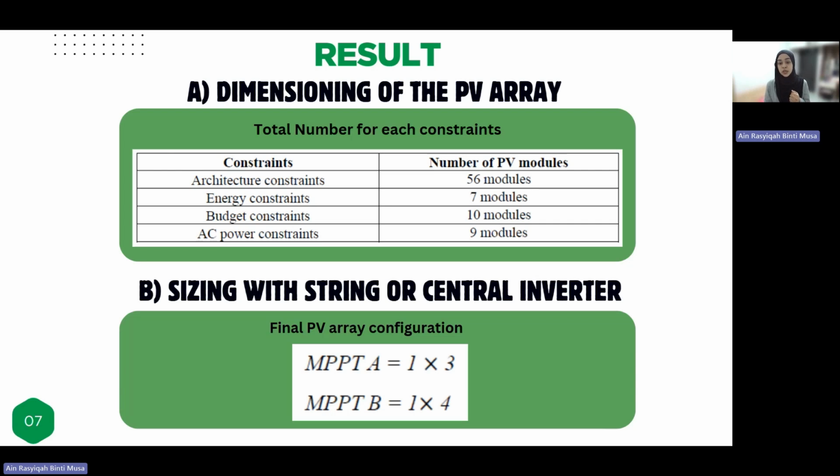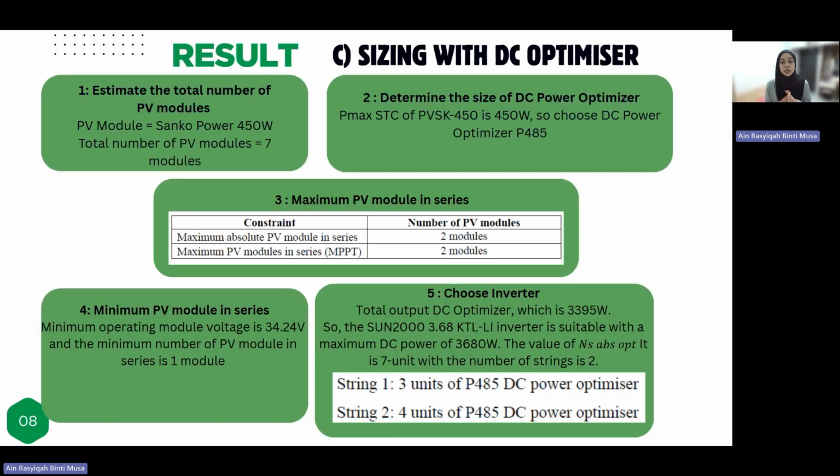For the sizing of the string or central inverter, in the final PV array configuration we divide into 2 MPPTs, MPPT-A and MPPT-B. The total is 7 PV modules, so we divide them into 3 modules for MPPT-A and 4 modules for MPPT-B. For the result of sizing the DC power optimizer, step 1, we choose a PV module rated at 450 watts, and after we calculate, the total number of PV modules is 7.